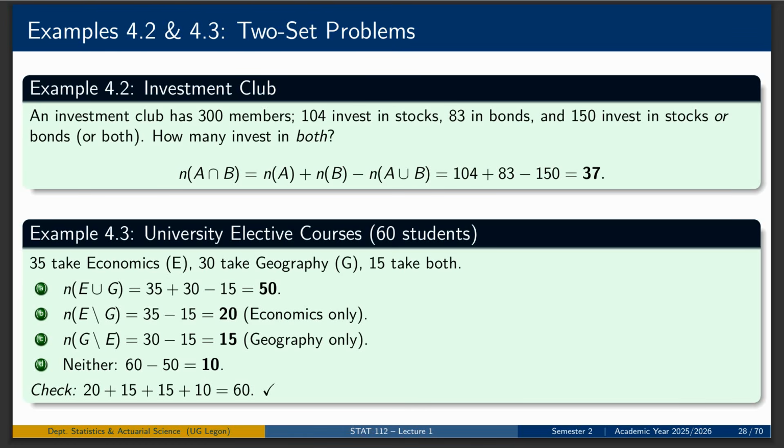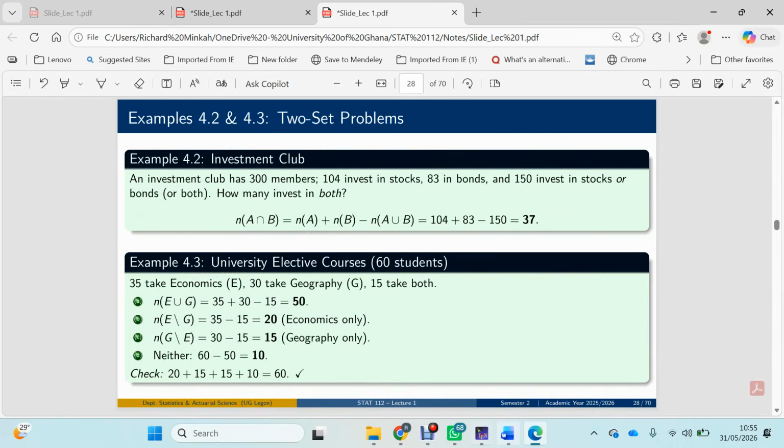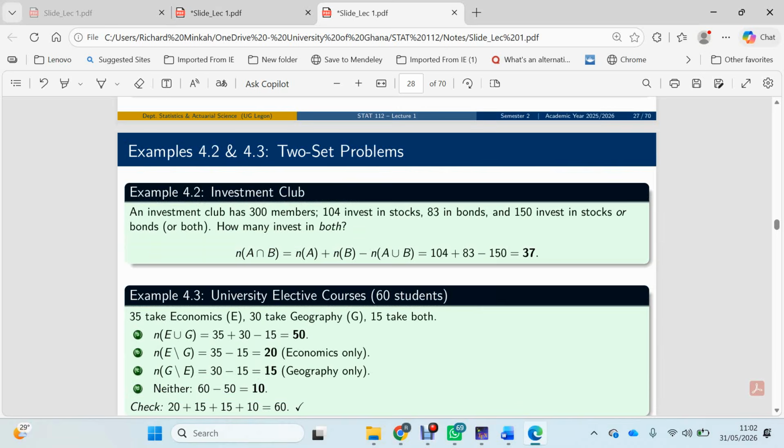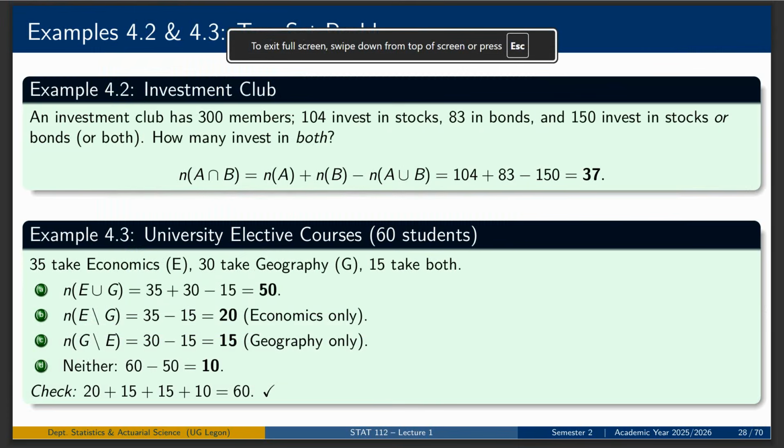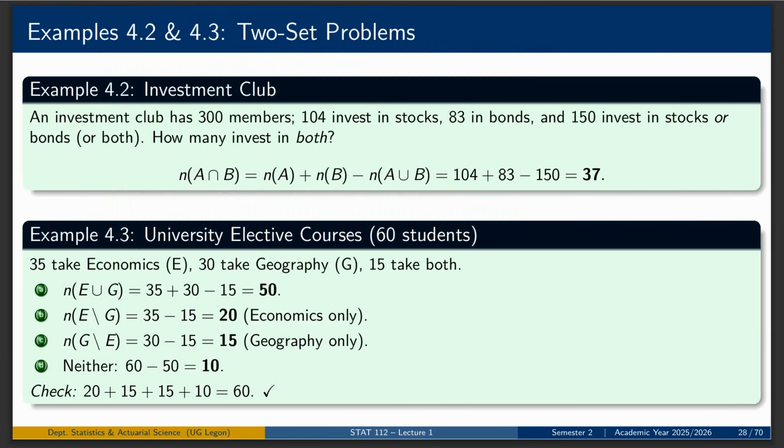Then there's a last example. So another example is university courses. 60 students, 35 take economics, 30 take geography, 15 take both, right? Okay. So you can have the number that takes both, right? Okay.